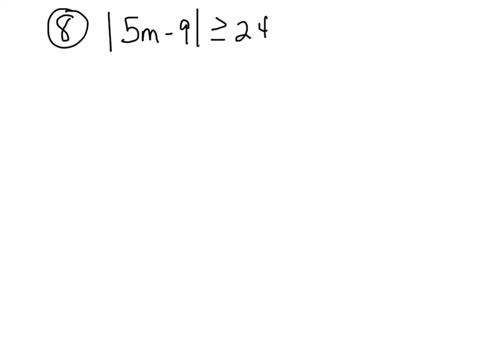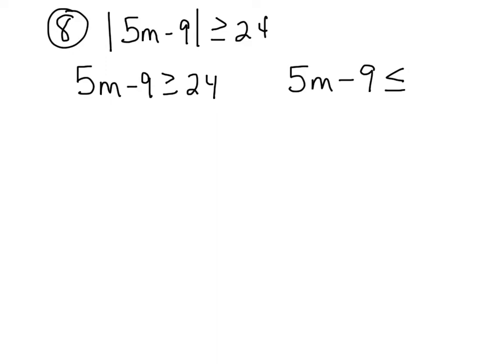Now let's do problem number 8 on page 84. The absolute value of 5m minus 9 is greater than or equal to 24. The absolute value is isolated by itself, so we're going to get 5m minus 9 is greater than or equal to 24, and 5m minus 9 is less than or equal to negative 24.